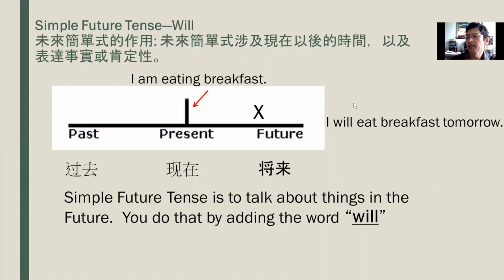But in English, because I use the word will here, I do not have to say tomorrow to make it the future tense. You can simply say, I will eat breakfast. And that means something that I will do in the future. So that's a little bit different than in Chinese.